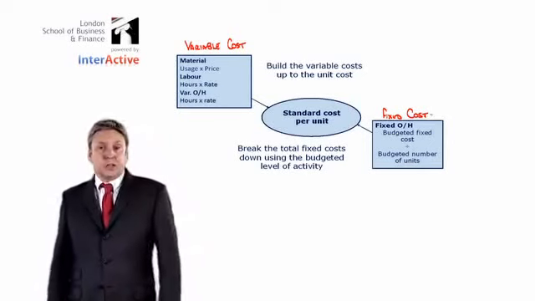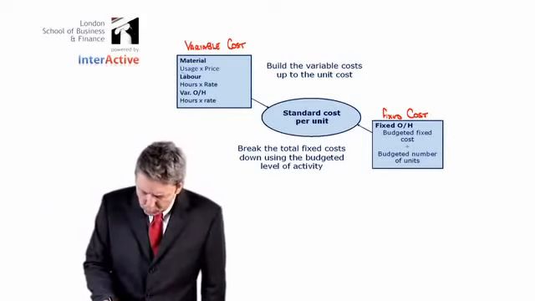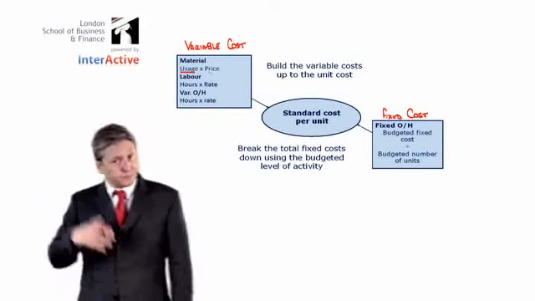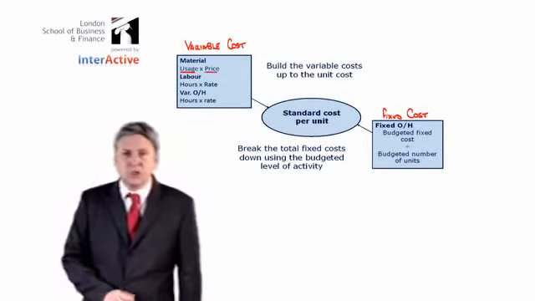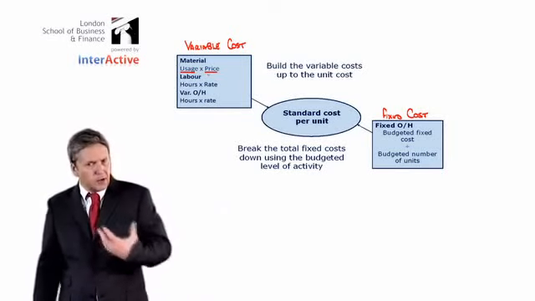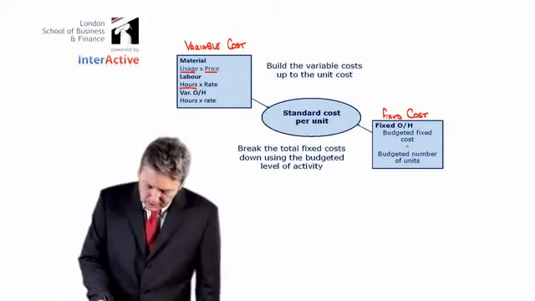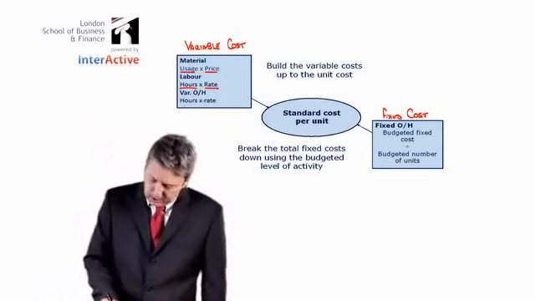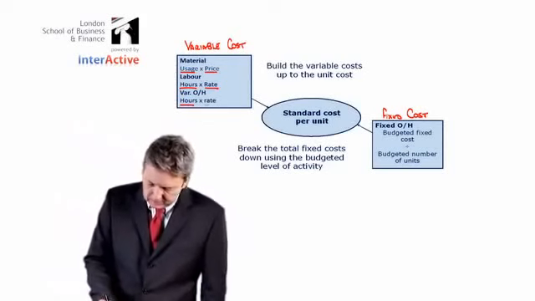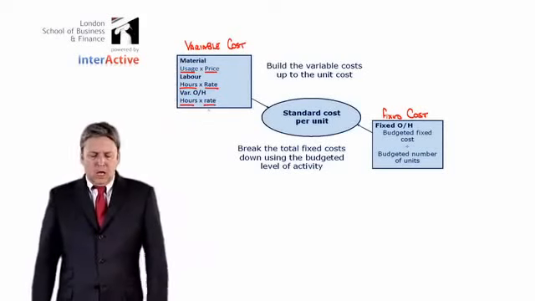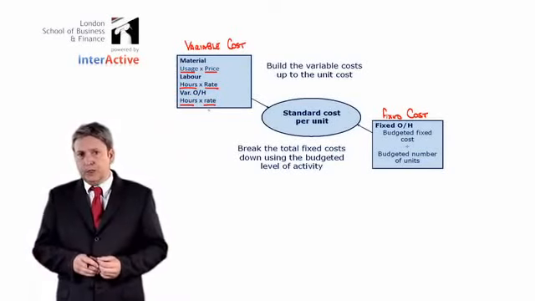The variable cost, I like to think of, is that we build up the variable cost. So if we're looking at, say, materials, we need to know the usage of the material, how many kilos go into each component, and the price, the cost per kilo. Likewise with labour, another variable cost, how many hours are required per unit of production, and the rate per hour. And variable overhead, some sort of variable overhead absorption rate based on hours, and again, the rate. So, we build up the variable cost bit by bit in order to get the standard cost per unit.